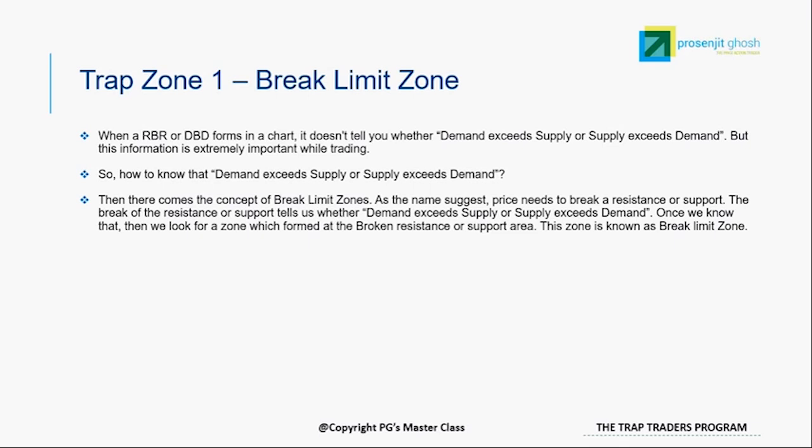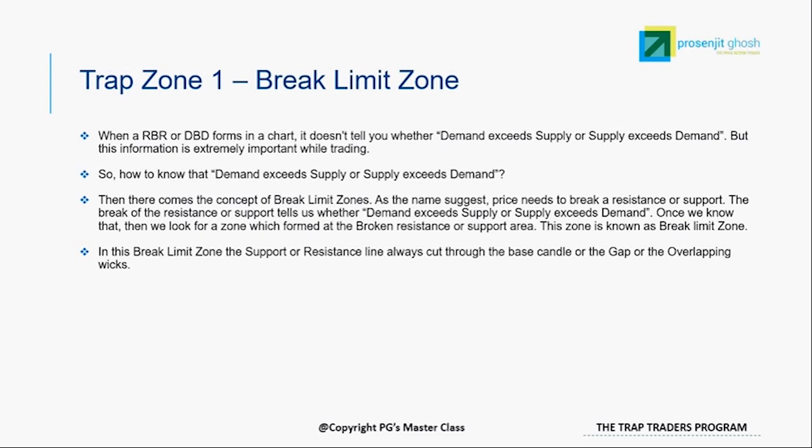So this is the validation of the zone. As the name suggests, price needs to break a resistance or support. The break of the resistance or support tells us whether demand exceeds supply or supply exceeds demand. Once we know that, we look for a zone which formed at the broken resistance or support area. This zone is known as the break limit zone.